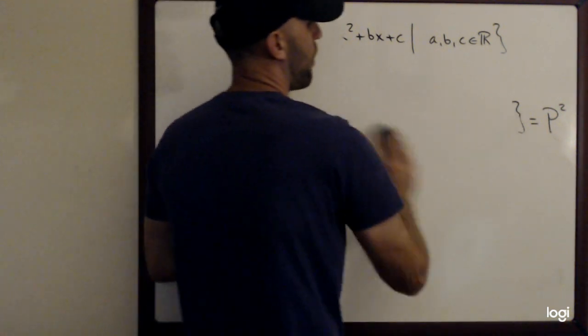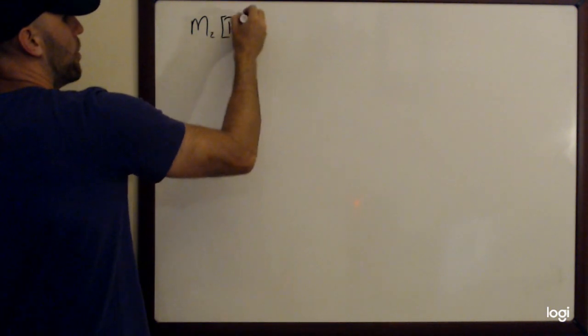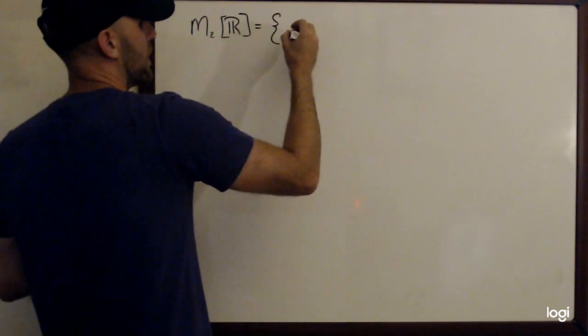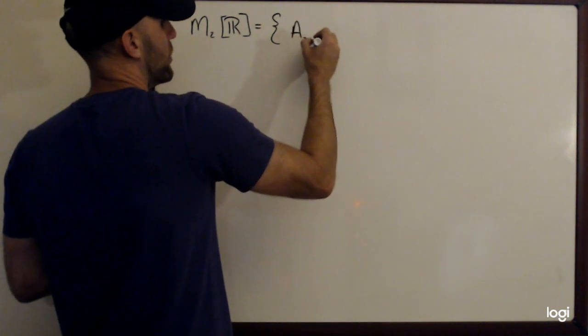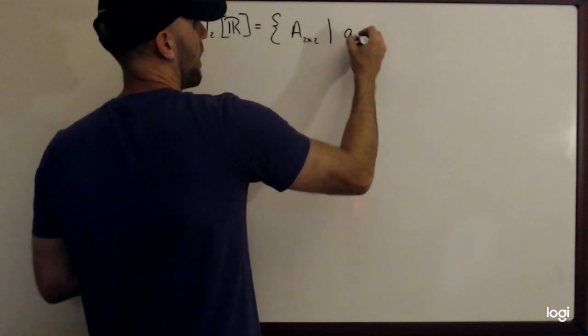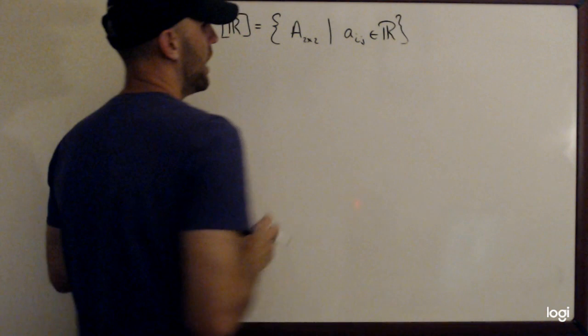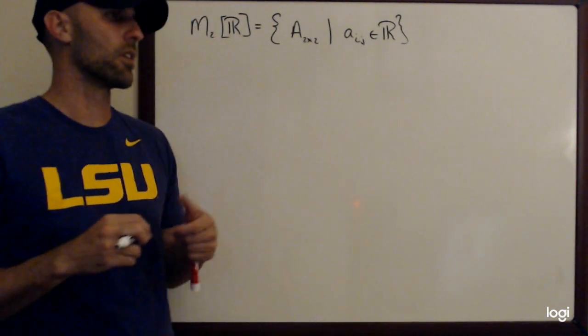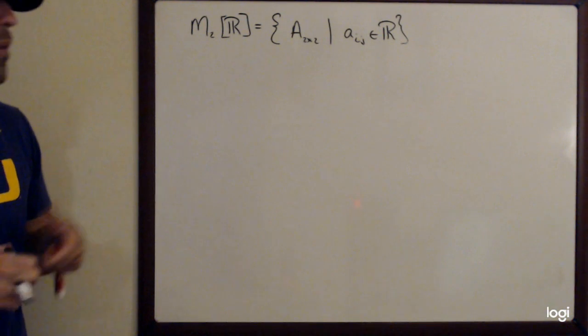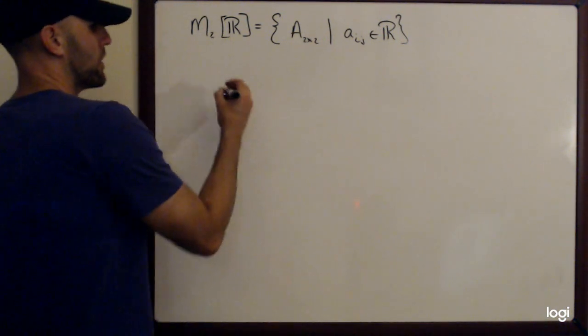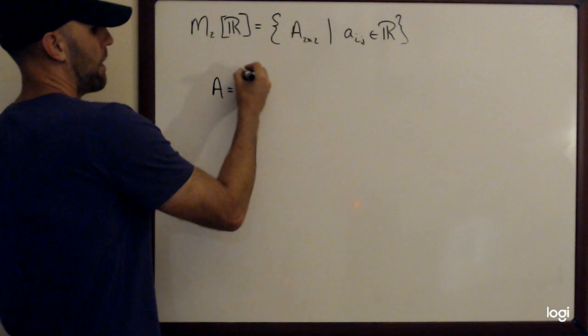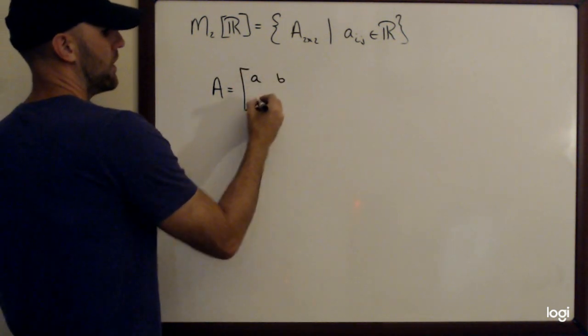How about for M2(R)? So M2(R), what is this? This is the collection of 2 by 2 matrices such that every element in those matrices is a real number. Okay, fine. Let's think about what it looks like. An arbitrary matrix from this set looks like this: a, b, c, d. It's just 4 entries.